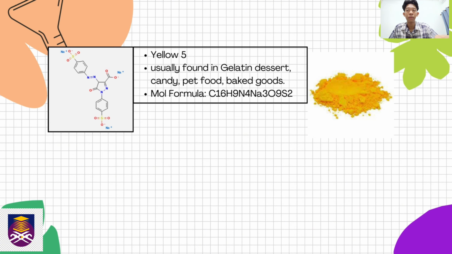But if we look at Yellow 5, that we can mostly see in gelatins, where we make jellies and candy, and pet foods, the molecular formula is carbon 16, hydrogen 9, sodium 3, oxygen 9, and sulfur 2. Fun fact, most of the color dyes contain a little amount of sulfur in them.